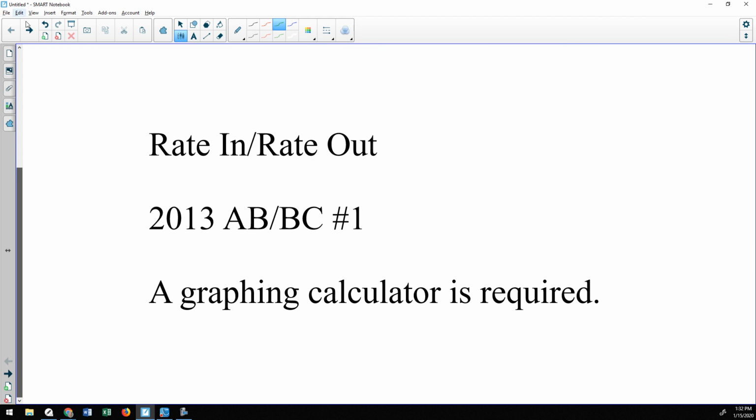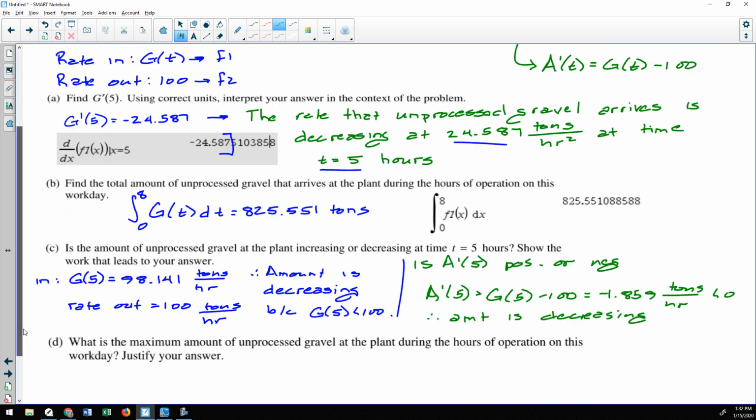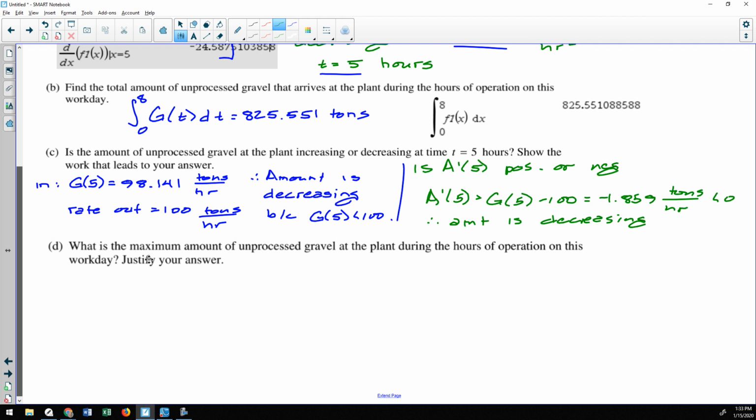And then finally, go back. Finally, the number D: what is the maximum amount of unprocessed gravel? So this is your extreme value theorem question, and anytime you want a maximum, and we are on an interval from 0 to 8, you want to consider the endpoints and the critical numbers. So my endpoints are at 0 and 8. And my critical numbers are going to be when the overall rate of change, because we are looking for the max of A of t, is equal to 0.